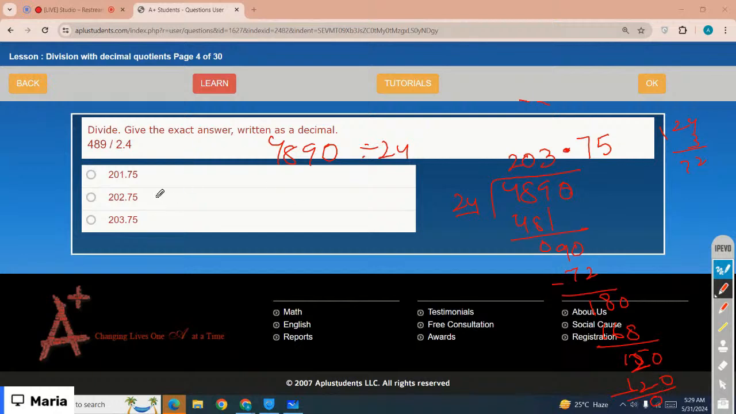So the correct option is option number 3. 203.75 is the correct option. If you have any question, you can please ask.